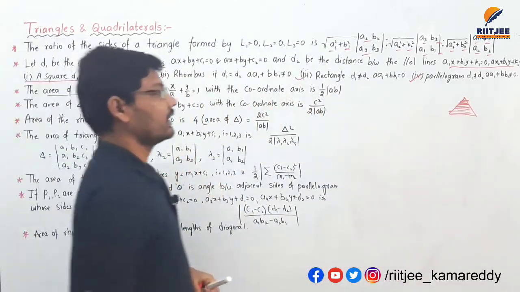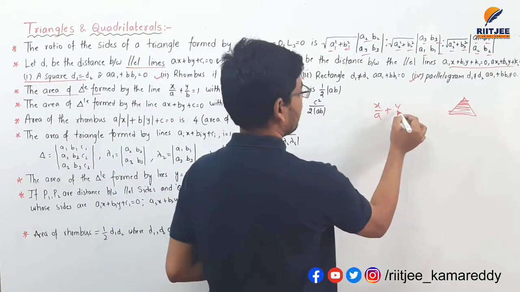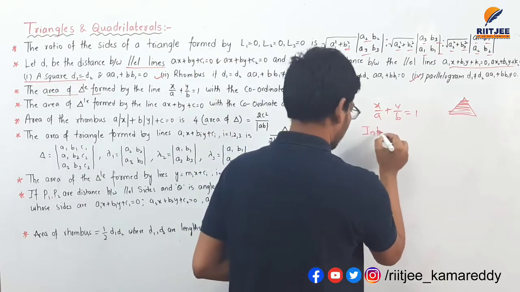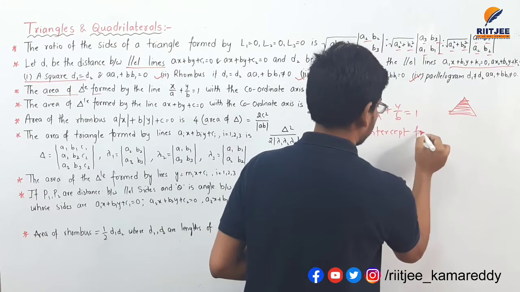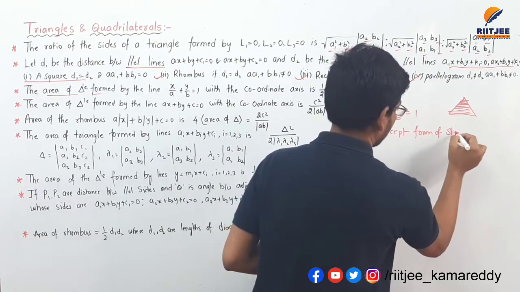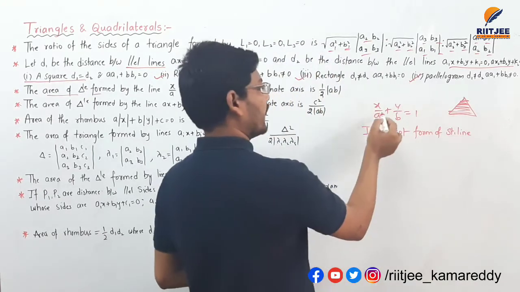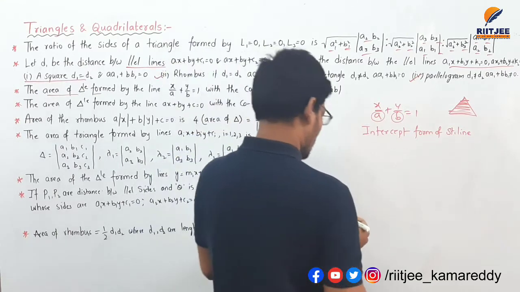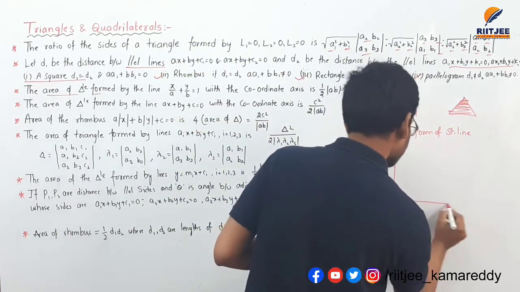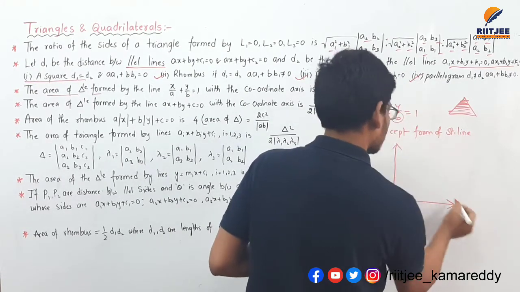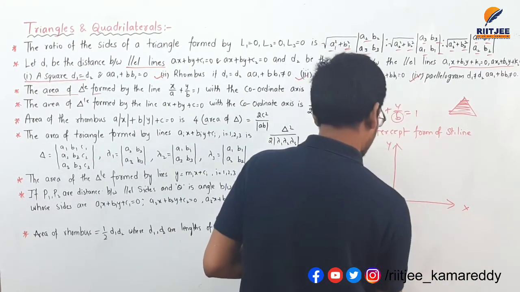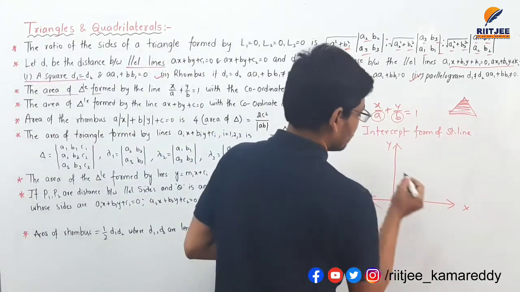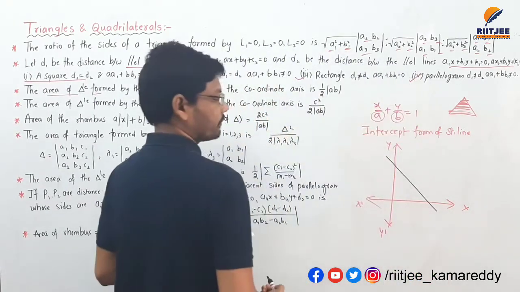When we are given a straight line, x by a plus y by b is equal to 1, what is the form of the straight line? This is the intercept form of a straight line, where a and b are the intercepts on the x and y axes. So if you take the coordinate axes, I am taking the coordinate axes x dash and y dash here. This is an intercept form of a straight line.